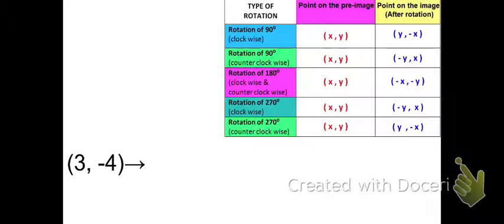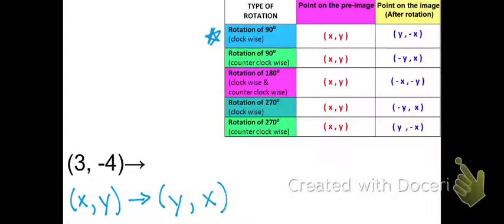So the first one, rotate 90 degrees clockwise. What this rule is telling us is that our original (x, y) now we're going to put the y first and then the x, and the x is going to be the opposite sign. So if it was positive, it now becomes negative. If it was negative, it becomes positive. So first I'm going to put the y coordinate as it was, and then the x coordinate, but I'm going to change the sign. So now it's negative.